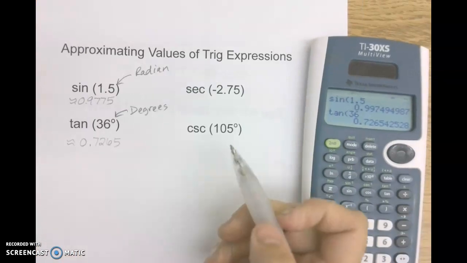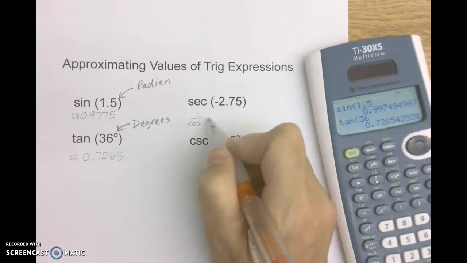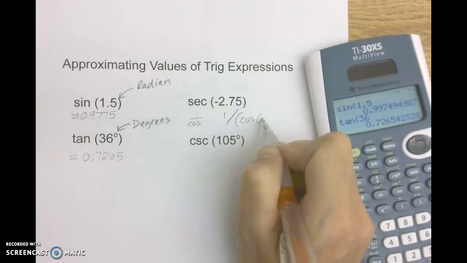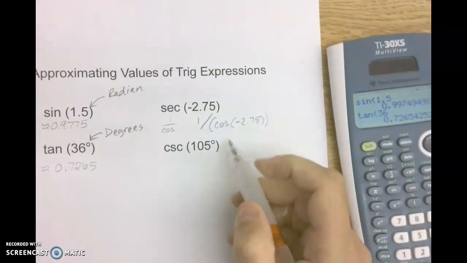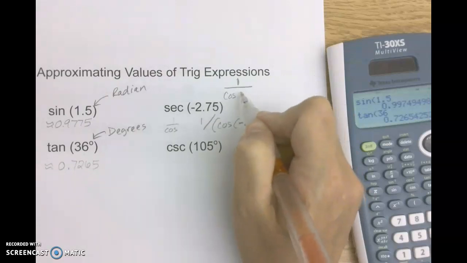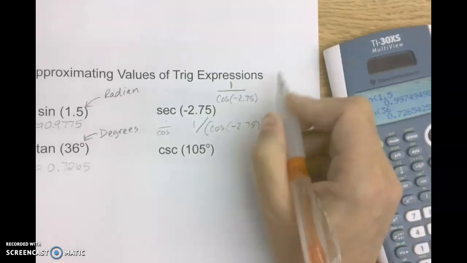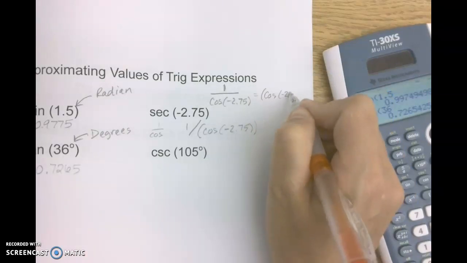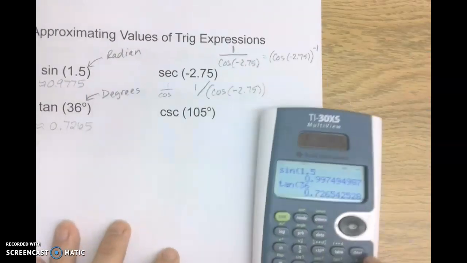Secant is a reciprocal. So basically, secant is 1 over cosine. If I put in my calculator 1 divided by the cosine of negative 2.75, then I will get my secant. Basically it's a fraction: 1 over the cosine of negative 2.75. Another way to write that is to find the cosine of negative 2.75 and then raise it to the -1 power. I'm going to show you both ways.